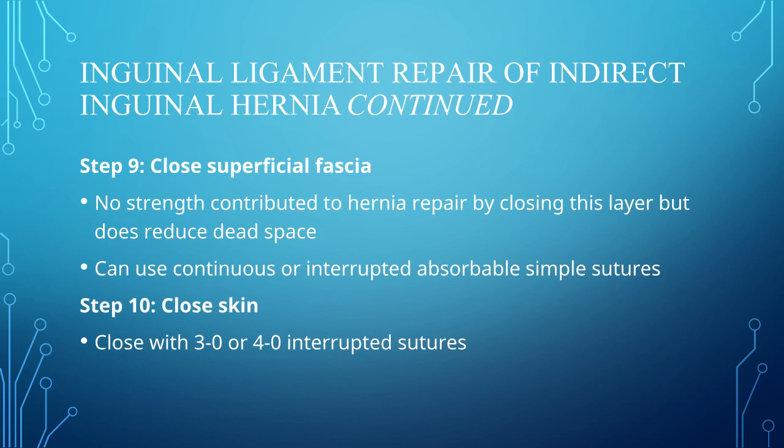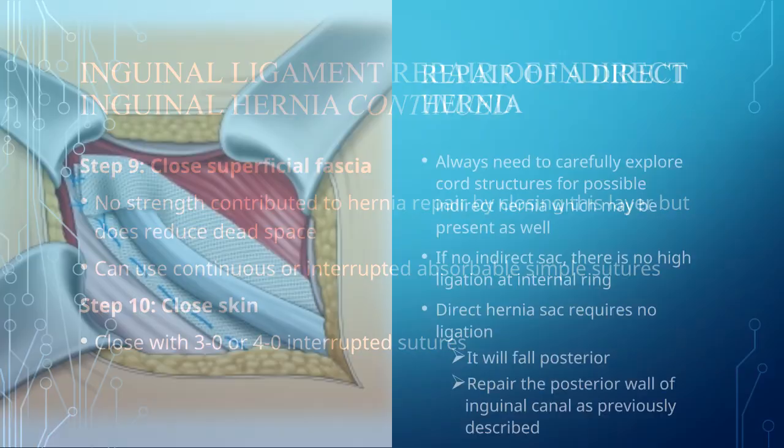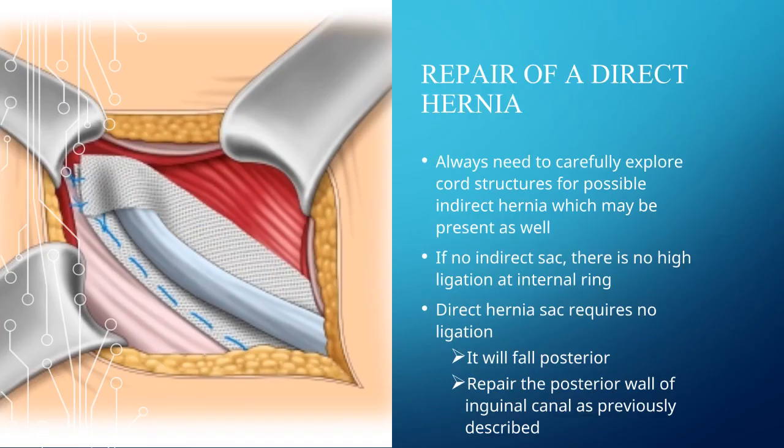Close the skin. Close the skin with interrupted sutures, typically 3-0 or 4-0 nylon or Prolene. Alternatively, a subcuticular stitch or skin staples can be used. The approach for a direct hernia is similar to an indirect hernia but has key differences.